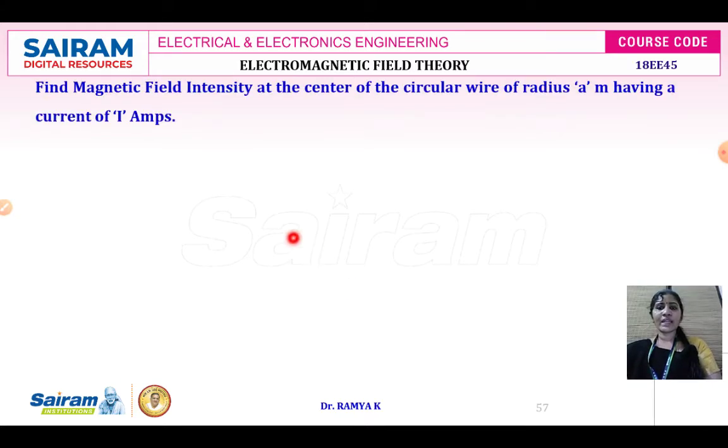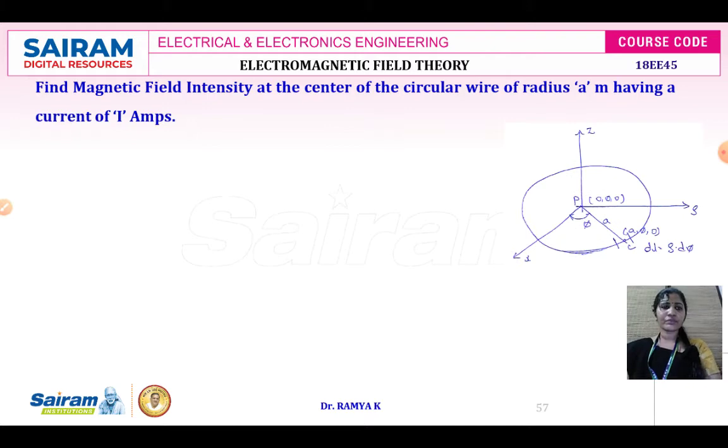Now, find the magnetic field intensity at the center of a circular wire of radius a meter having a current of I amps. So far, whatever we discussed is all about the line with respect to the Cartesian coordinate system. Here we are going to identify the magnetic field intensity at the center of the circular wire of radius a meter having a current of I amps. This is the diagram showing the circular wire, which carries a current of I amps.